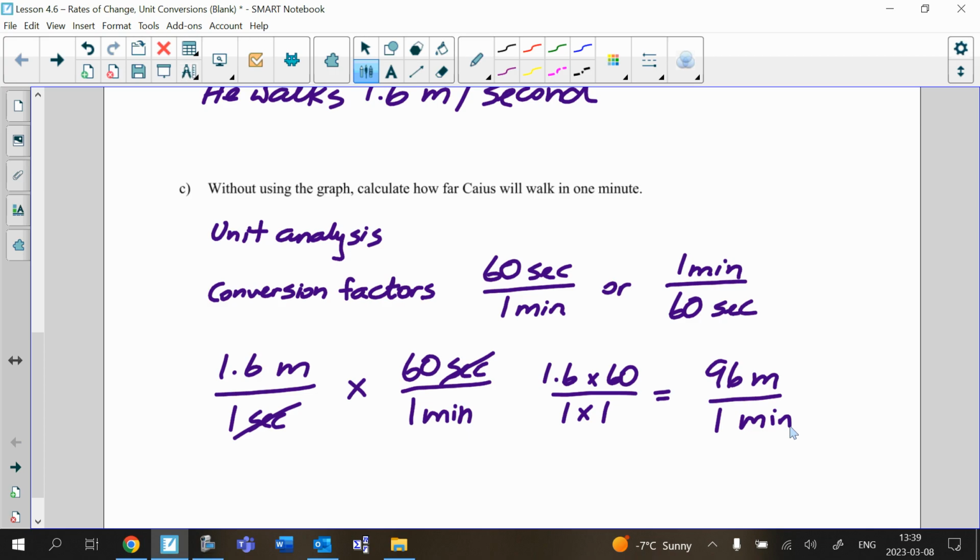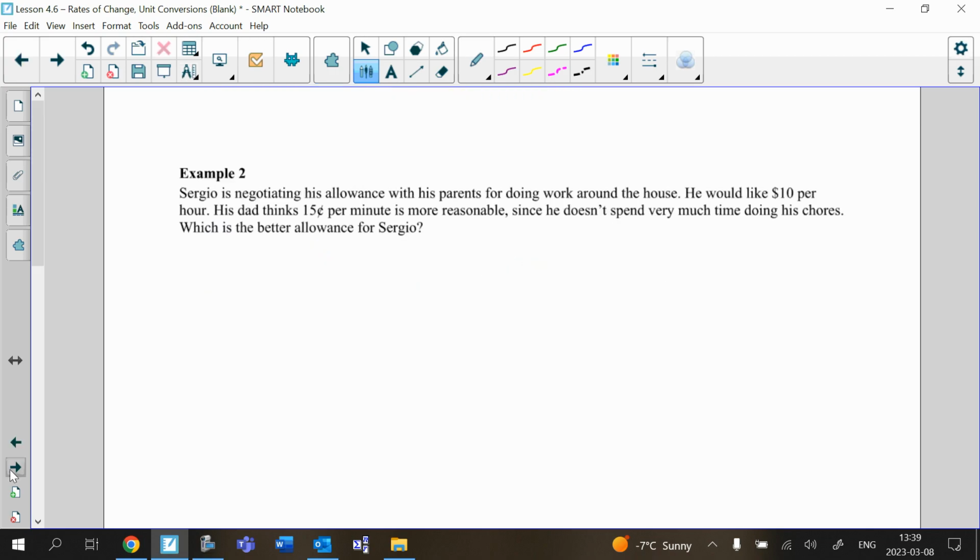Sergio is negotiating his allowance with his parents for doing work around the house. He would like $10 an hour. His dad thinks 15 cents per minute is more reasonable since he doesn't spend very much time doing his chores. Which is the better deal? So $10 per 1 hour or 15 cents per 1 minute.